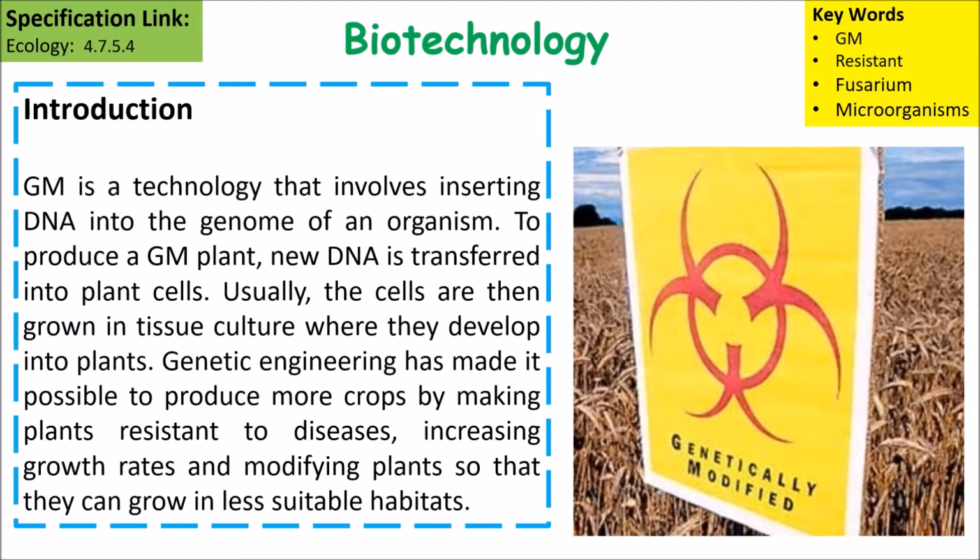So GM technology is a technology that involves inserting DNA into the genome of an organism. To produce a GM plant, new DNA is transferred into the cells. Usually the cells are then grown in tissue culture where they develop into a plant. Genetic engineering has made it possible to produce more crops by making plants resistant to a variety of different diseases or by making them suitable to live in different habitats.